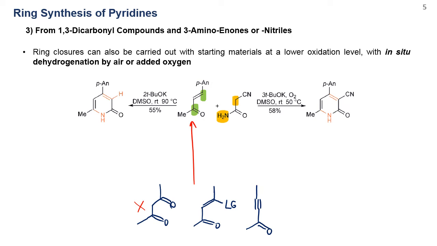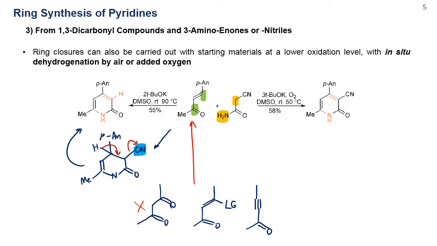So after ring closure, if you draw the mechanism correctly, you are going to form this compound, which is non-aromatic. So how do you gain the aromaticity? Here you have the cyanide, which can act as a leaving group. So by eliminating it out, this will give you the 2-pyridone without the cyanide group.